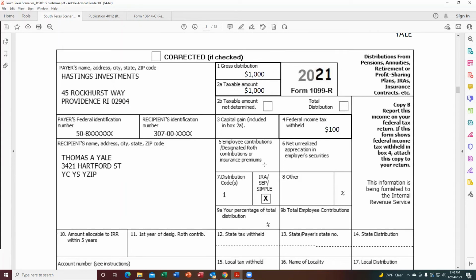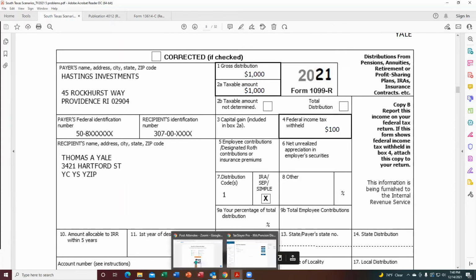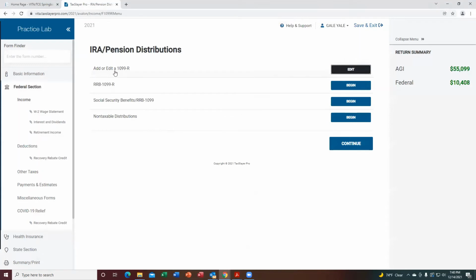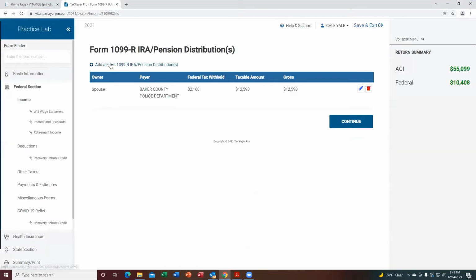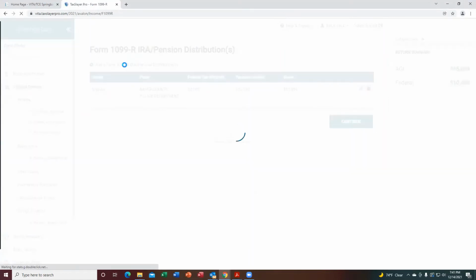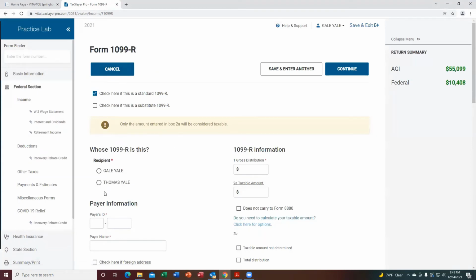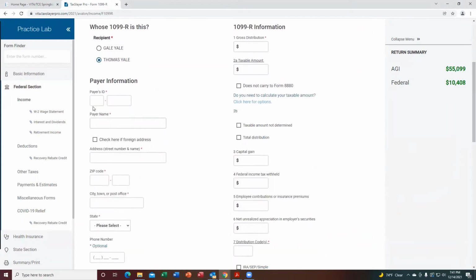So again, we're going to set up the form. So I'm going to go back. And so it's another 1099R. So I need to just go back in there. And we're going to add a form. And again, the form belongs to Thomas. And I'm going to enter the number 508, and I'm using the 742021.